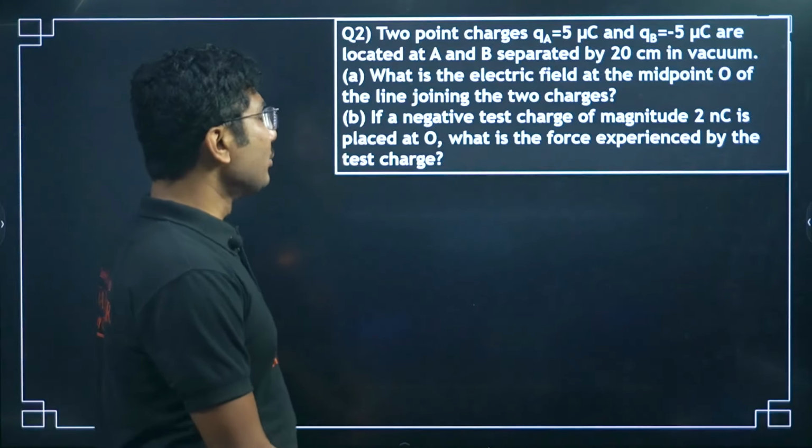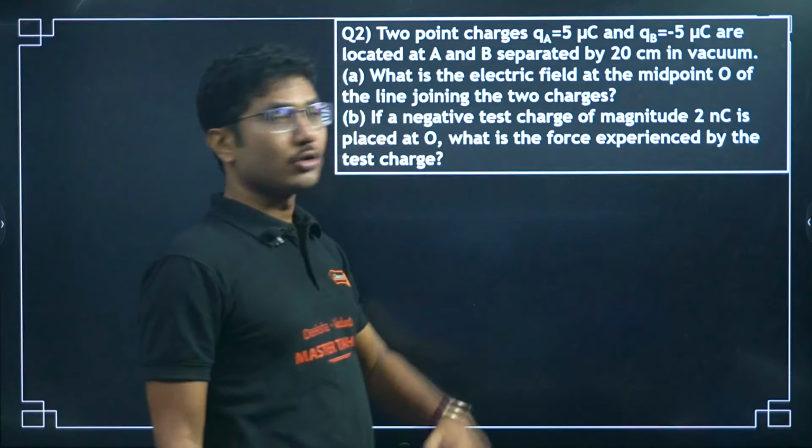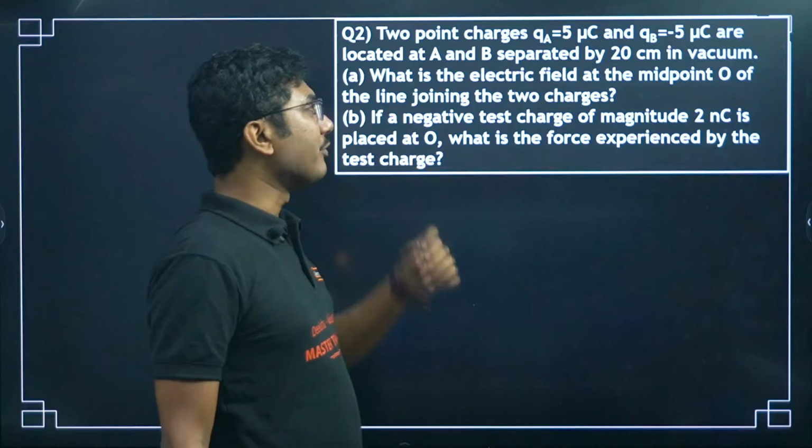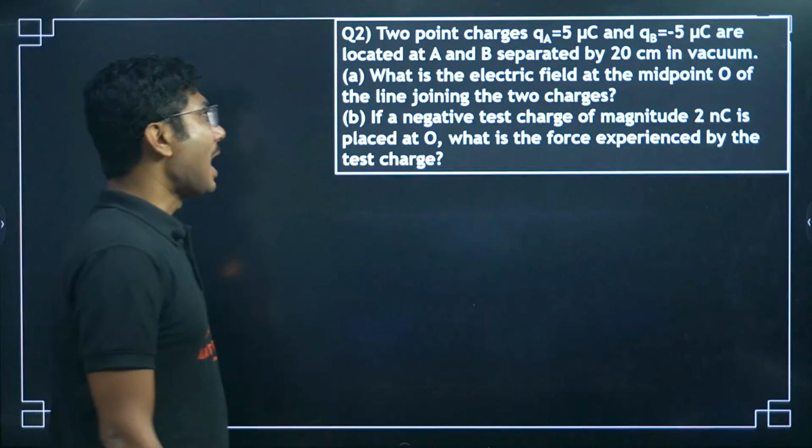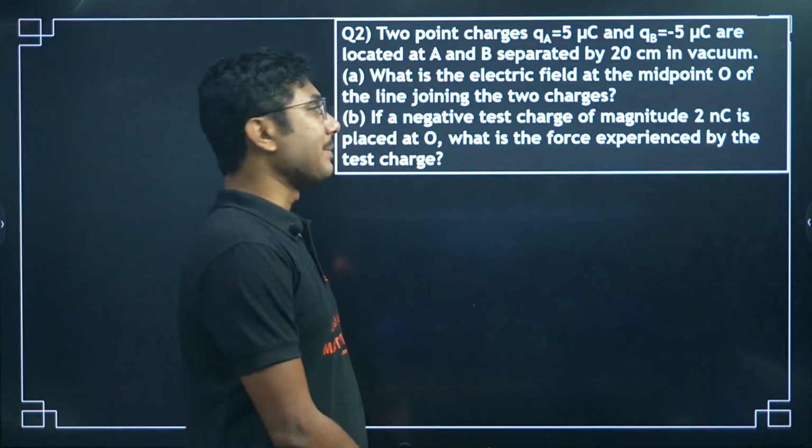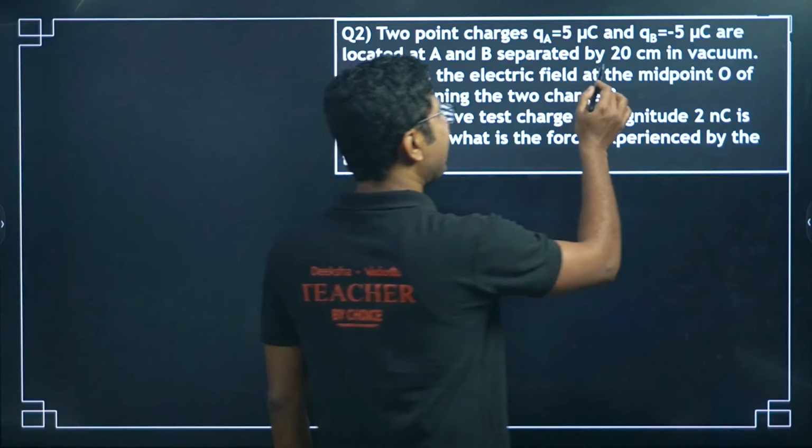Two point charges QA equals 5 microcoulomb and QB equals minus 5 microcoulomb are located at A and B separated by 20 centimeter in vacuum.